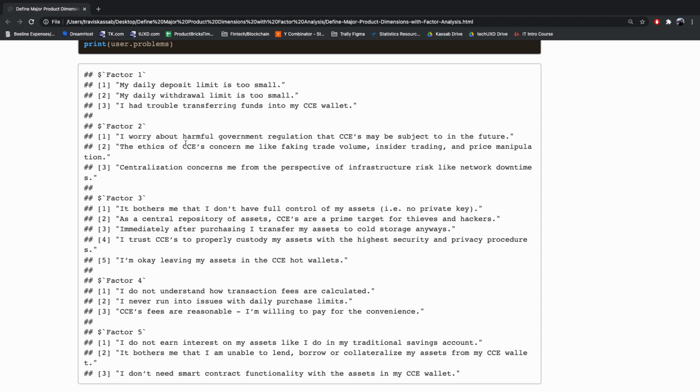Factor 2: I worry about harmful government regulation. The ethics of CCEs concern me. Centralization concerns me from the perspective of infrastructure risk like network downtimes. To me, this is about distrust in centralization and centralized authority in general, right?